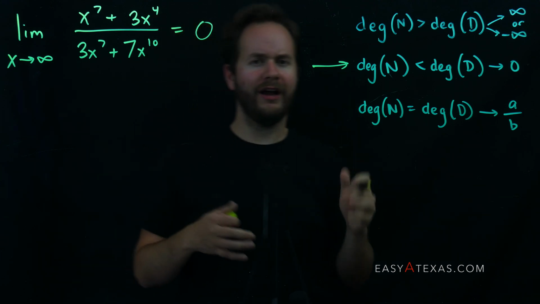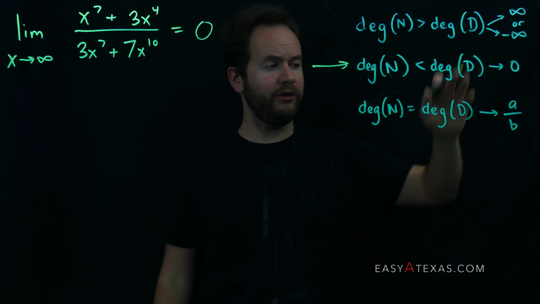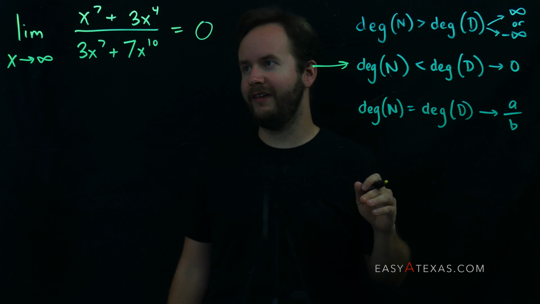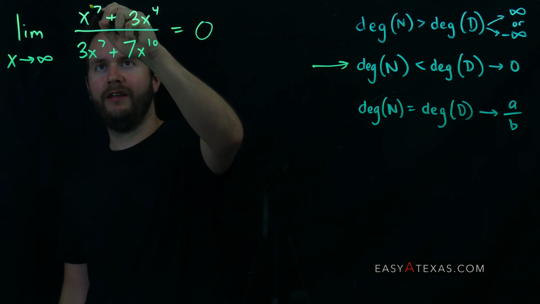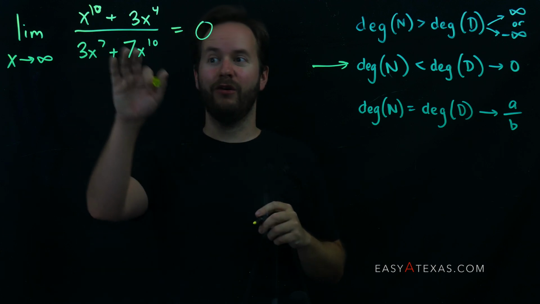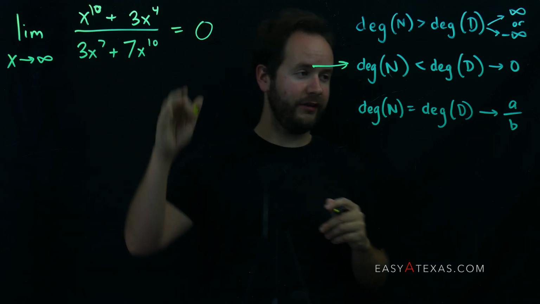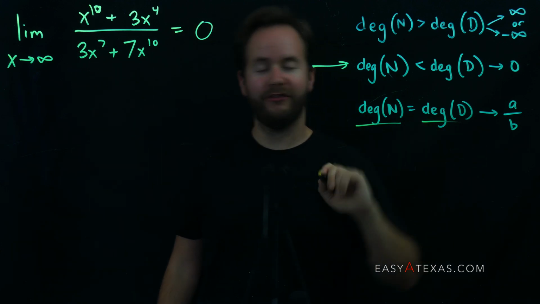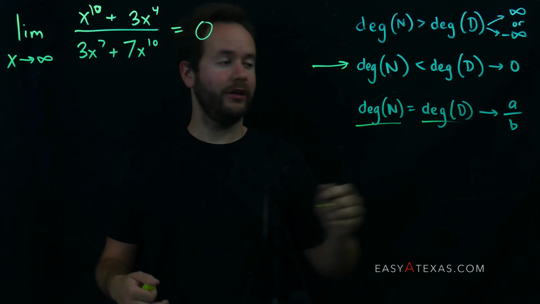But I just want to highlight these other rules here, make sure you know these as well. What if I had instead said, let's make this a 10. So if this limit had been x approaches infinity of x to the 10th over 3x to the 7th plus 7x to the 10th, this is where the degree of the numerator now matches the degree of the denominator. In that case, your answer is a over b.